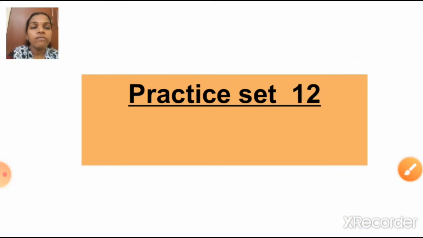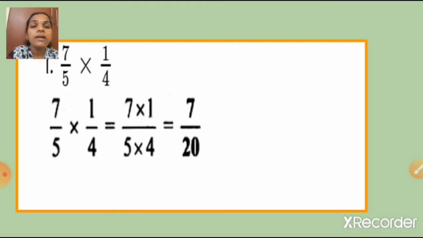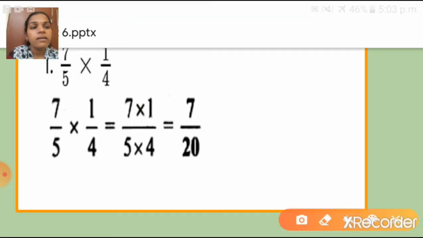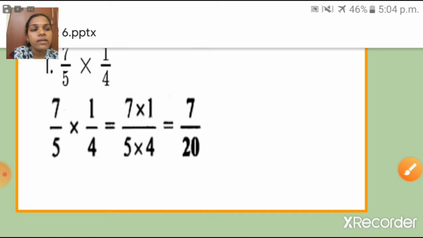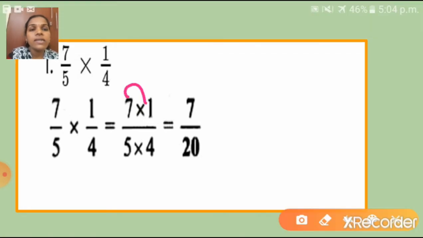12. Okay, first sum is 7 upon 5 into 1 upon 4. So children, see here, first step what I told you, you have to write your question here, is equal to the product of numerators upon the product of denominators. That means 7 into 1 upon 5 into 4. Next step, you have to multiply and write. 7 ones are 7, 5 fours are 20.